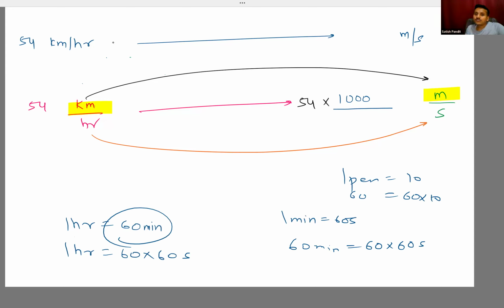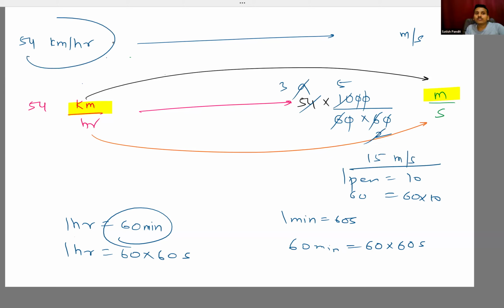So 60 into 60. One 0 gets cancelled, one 0 gets cancelled here. 6 9s are okay. Now 3 2s are 6, 3 3s are 9, and 2 5s are 10, and 5 into 3 is 15. So it is 15 meter per second. That means 54 kilometer per hour is 15 meter per second. Yes or no, everyone? Yes.